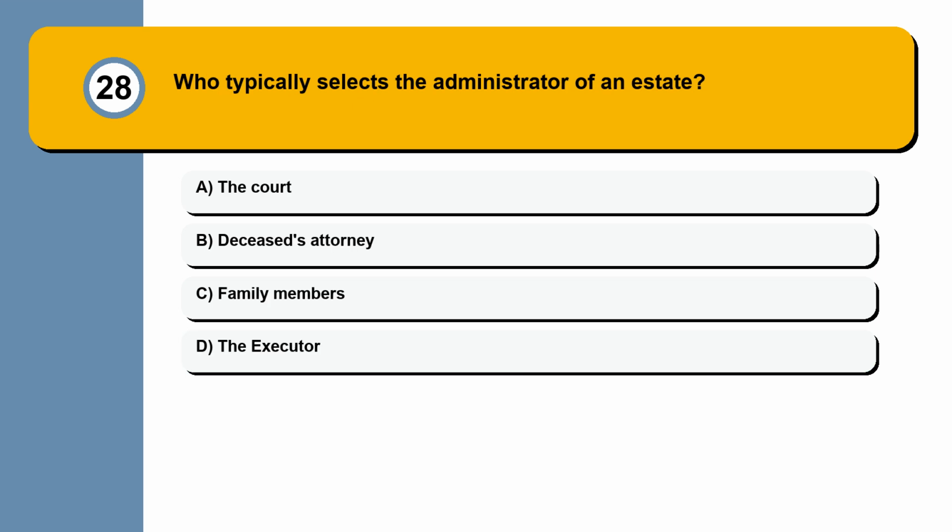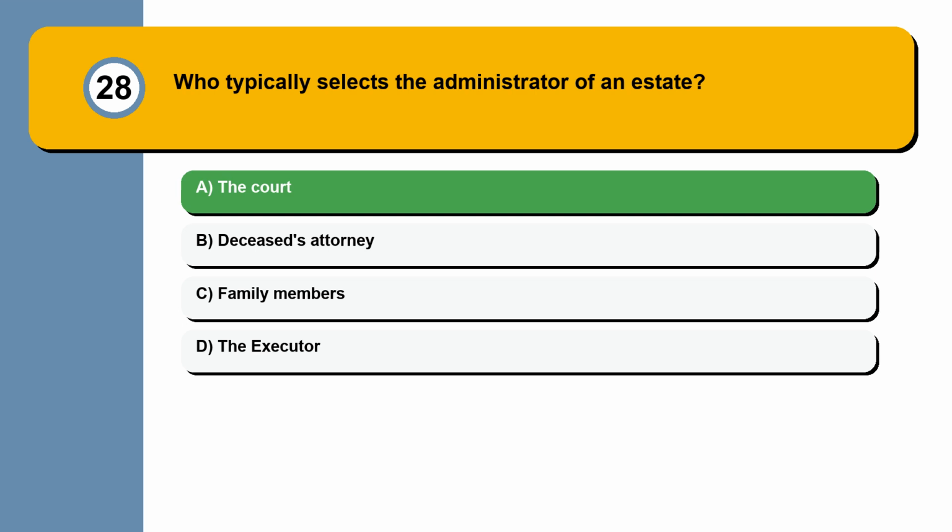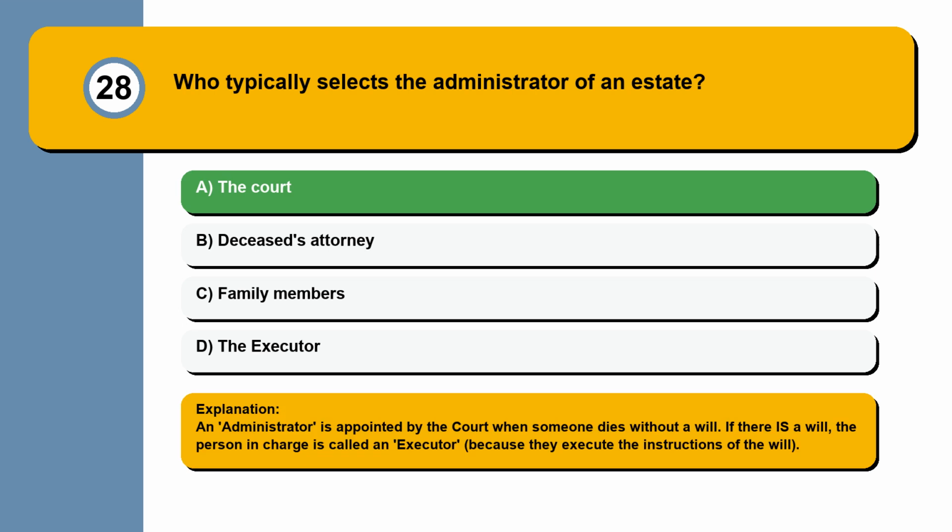Question 28. Who typically selects the administrator of an estate? The court, deceased's attorney, family members, the executor. An administrator is appointed by the court when someone dies without a will. If there is a will, the person in charge is called an executor because they execute the instructions of the will.